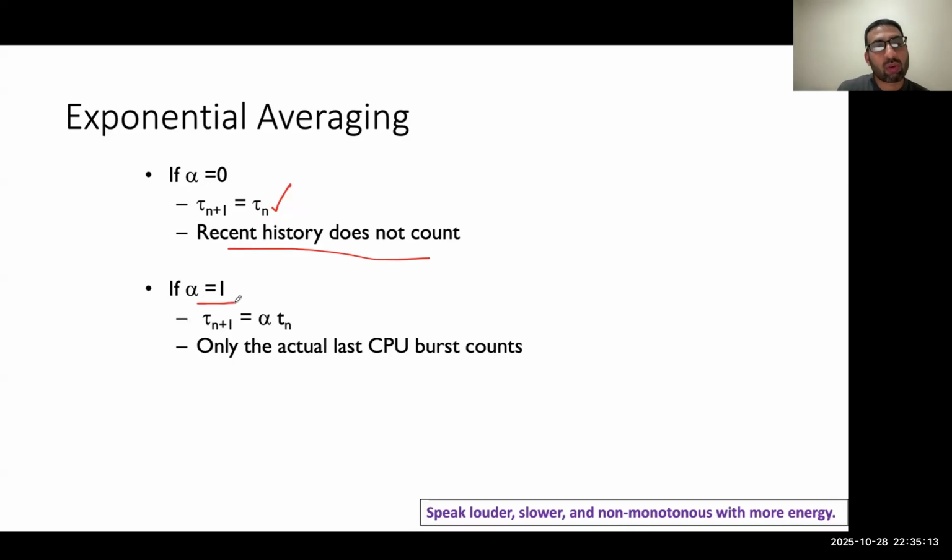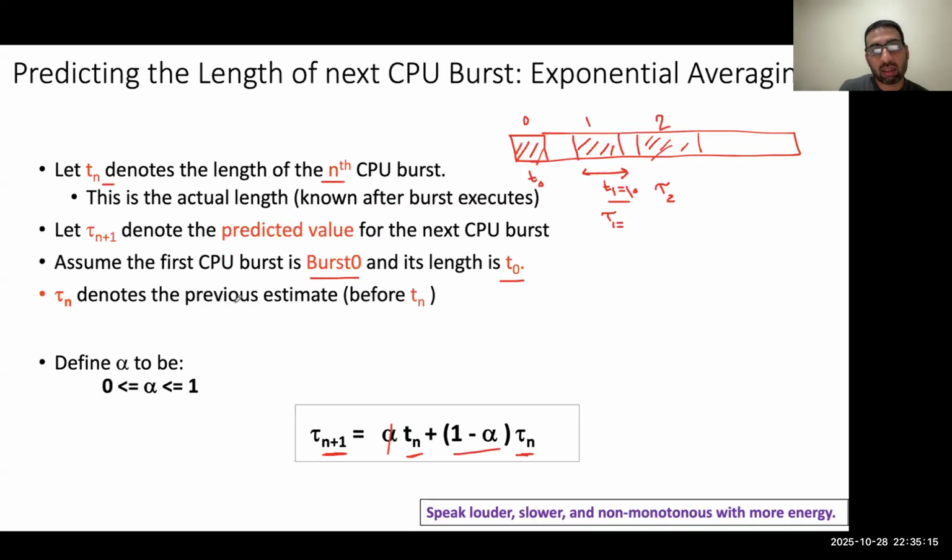And if alpha is equal to 1, if you plug alpha equal to 1 in this formula, you will see that this term will become equal to 0, and tau n plus 1 will be equal to Tn. So we are basically saying that the estimated value of the next burst will be equal to the actual length of the last burst.